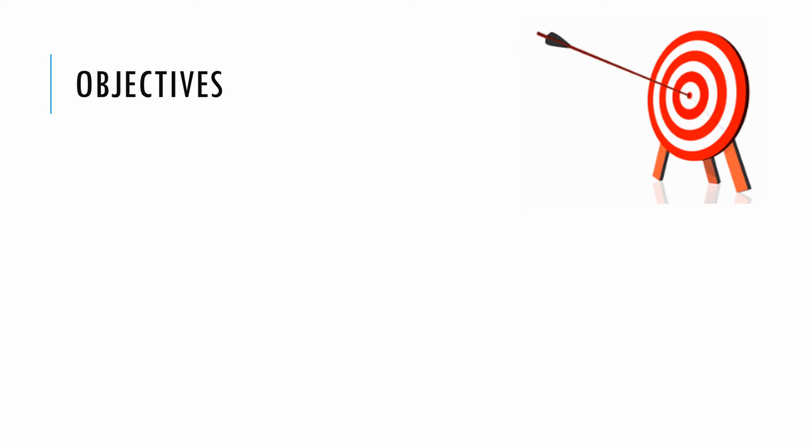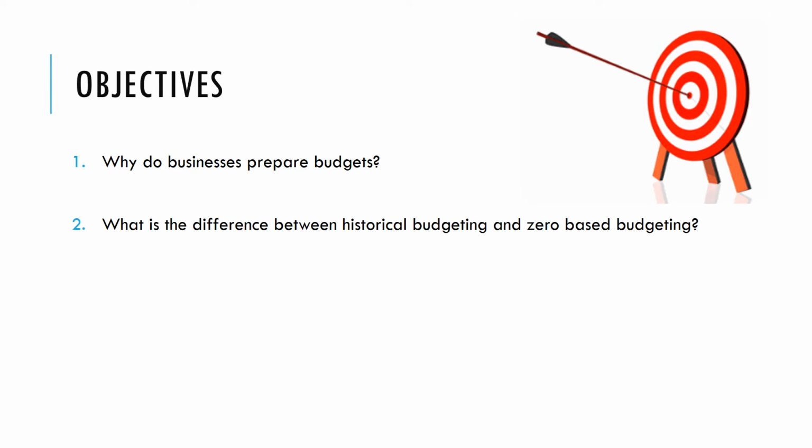So our objectives in this video are to answer the following questions. First of all, why do businesses prepare budgets? What is the difference between historical and zero-based budgeting? And then lastly, how can a business use their budgets to improve their performance?